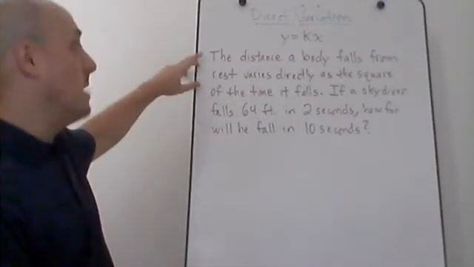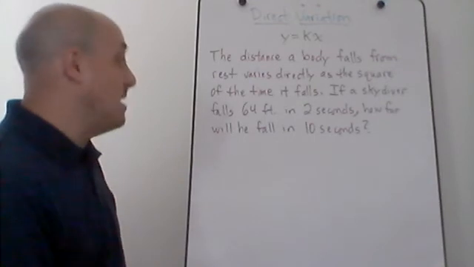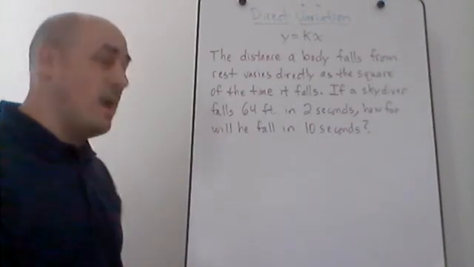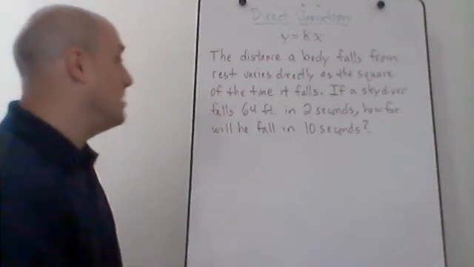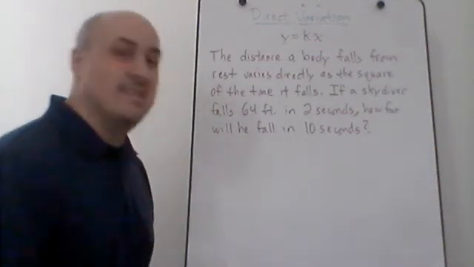In this problem, we have: the distance a body falls from rest varies directly as the square of the time it falls. If a skydiver falls 64 feet in 2 seconds, how far will he fall in 10 seconds?